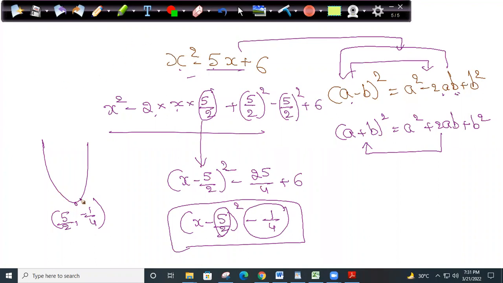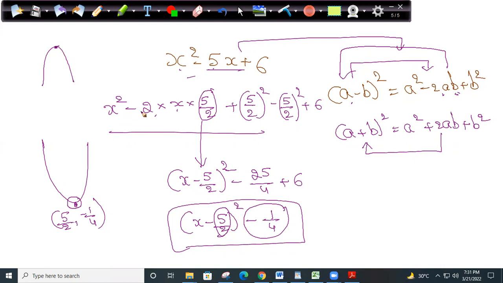What is a vertex? Vertex is the point where the function has the minimum or the maximum value. When does the function have a minimum value? When the parabola opens upwards. If the parabola opens upwards, it will have the minimum value. If the parabola opens downwards, it will have the maximum value.